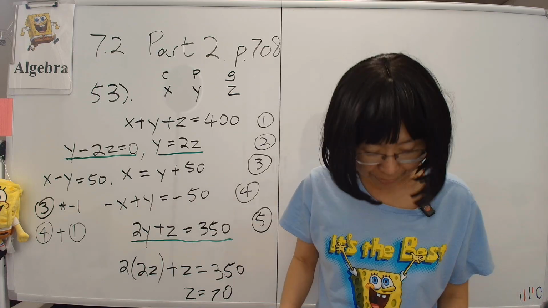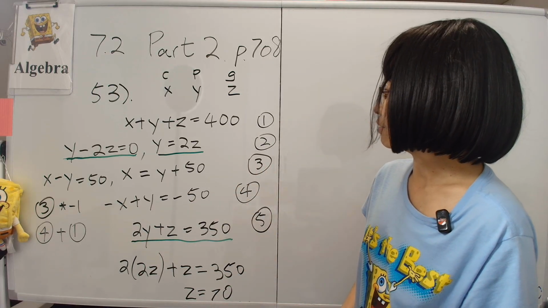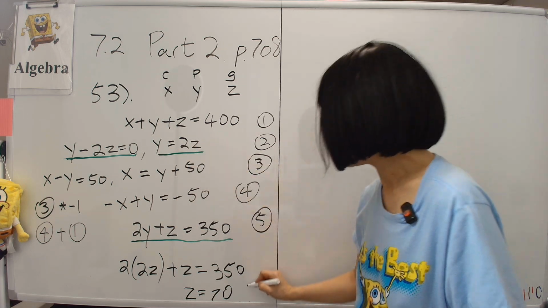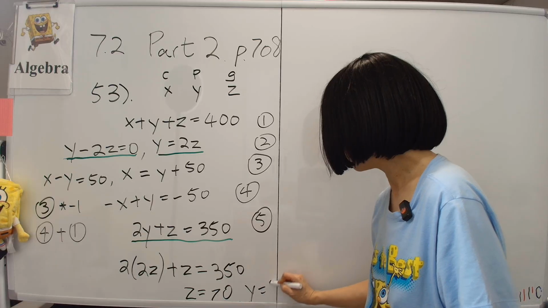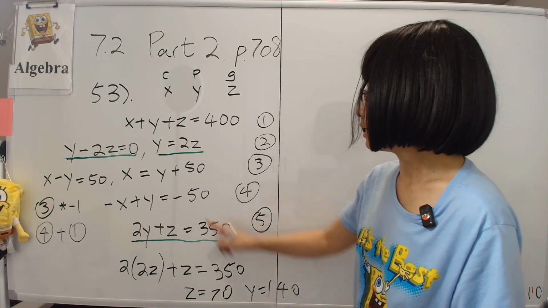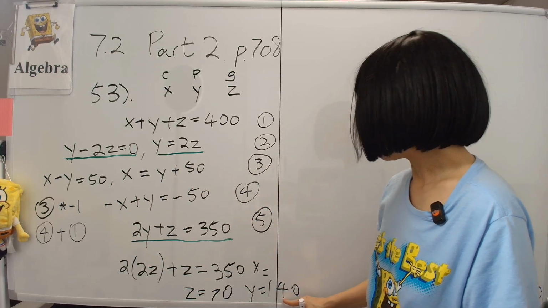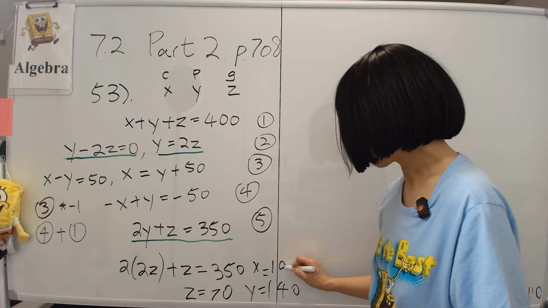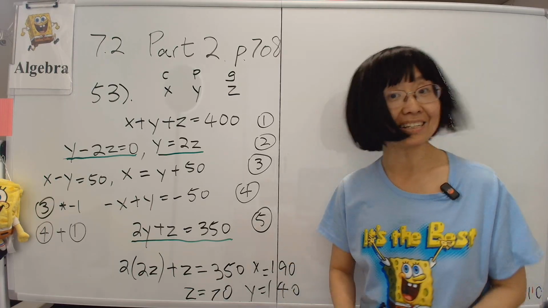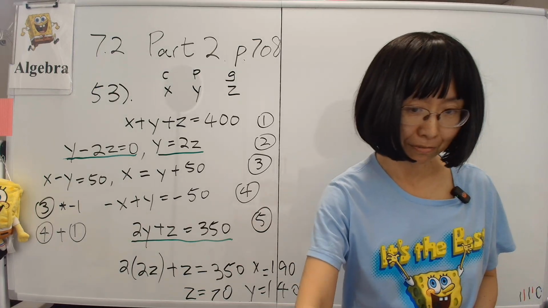So the first number we are able to crank out is z is 70. Now y is easy to come by. Y is 2z, so y equals 140. And then x is equal to y plus 50, so x equals 190. Let me see, is that right? Yep, that's 70, 140, 190. That is correct. And that's the answer of problem 53.